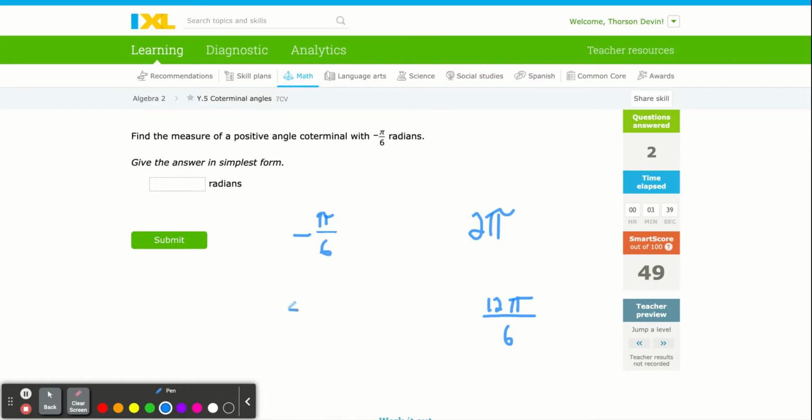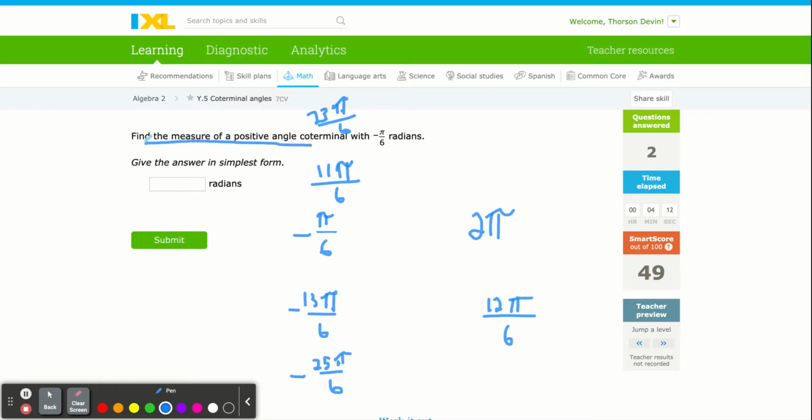So if I subtracted it once, I'd have negative 13 pi sixths. If I subtracted it again, I'd have negative 25 pi sixths. And if I started adding it, if I added 12 pi sixths, I'd get 11 pi sixths. That's going to look a little weird. It's 11 pi sixths. If I added 12 pi sixths again, I would get 23 pi sixths. And I can continue to add 12 pi sixths to get more coterminal angles to this.